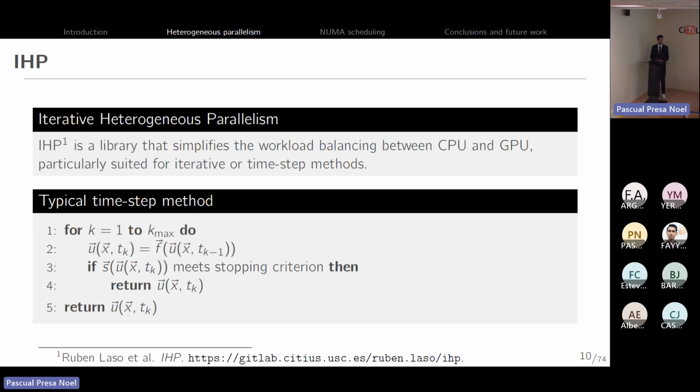Therefore, we developed a library named IHP, which tries to simplify the problem of workload balancing between CPU and GPU. This library is particularly suited for iterative or time step methods, like the one we can see here, where we iterate over several time steps, and we apply a function to the results of the previous iteration. This is a scheme very popular in, for example, physics simulation.